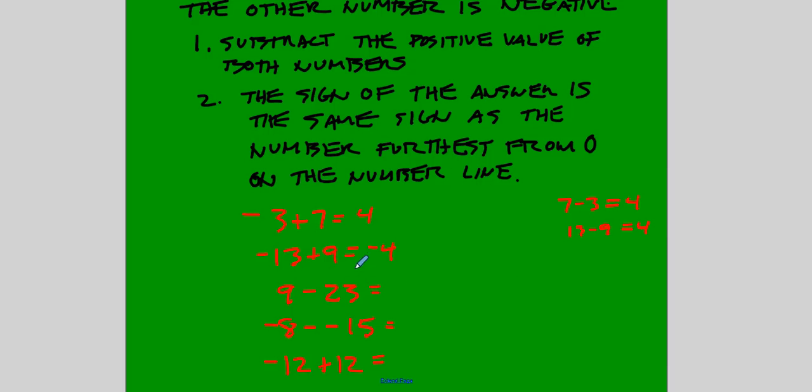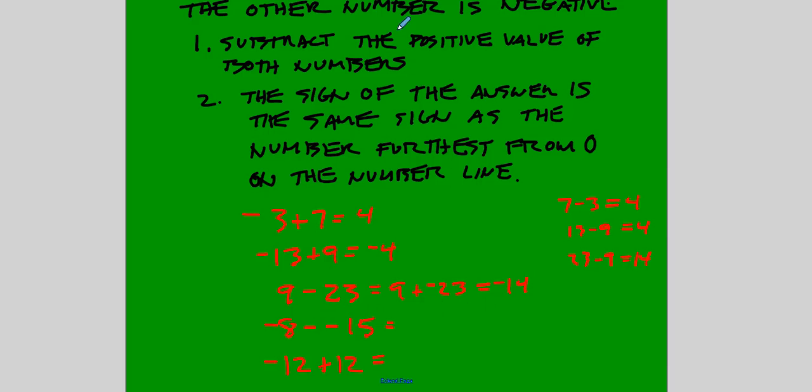So 9 minus 23, I'm going to change that to 9 plus -23. Well, these are opposite signs, so I take 23 minus 9, which is 14. I have more negatives. -23 is further from 0 on a number line than 9, so my answer is going to be negative. So it's going to be -14.